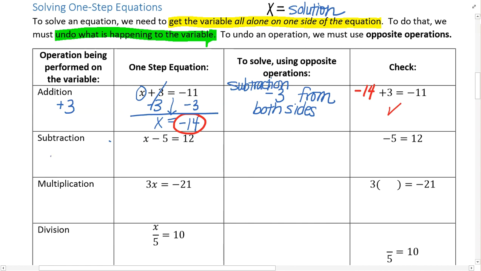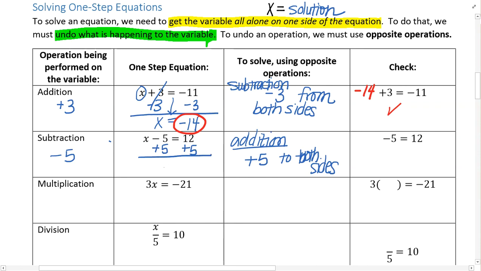Okay, so here we're doing the second one. We have subtraction happening. Specifically, it's subtracting 5. So the opposite of subtraction is addition. So we are going to add 5 to both sides. It's always to both sides. Plus 5, plus 5. This cancels and we just have x equals 17. Let's check. 17, take away 5, does that equal 12? Yes, it does.